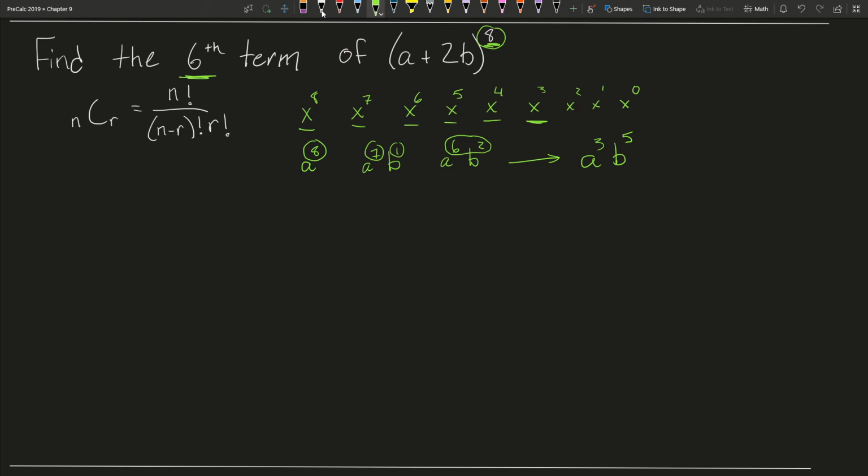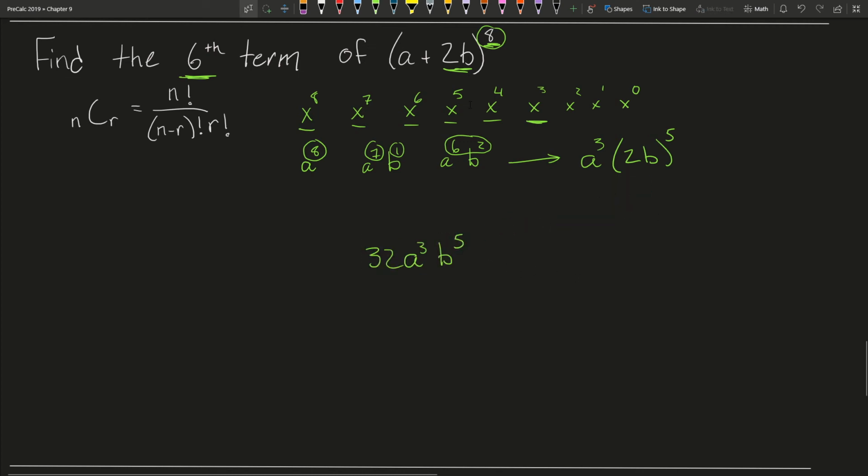And we can go even a step further than that, because it's not just b, it's actually 2b. This will be 2b to the 5th. So if we simplify that a little bit, we get a cubed, 2 to the 5th is 32. So our variable term here then is 32a cubed b to the 5th. So I'm going to take that, put it right there.